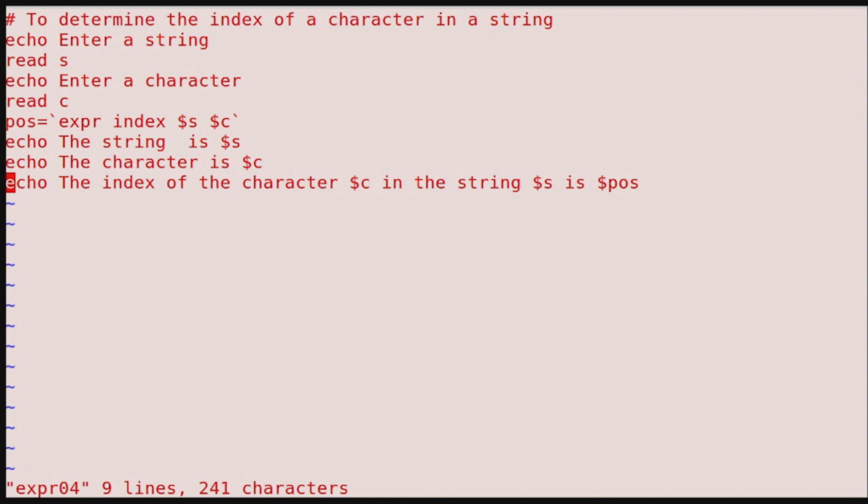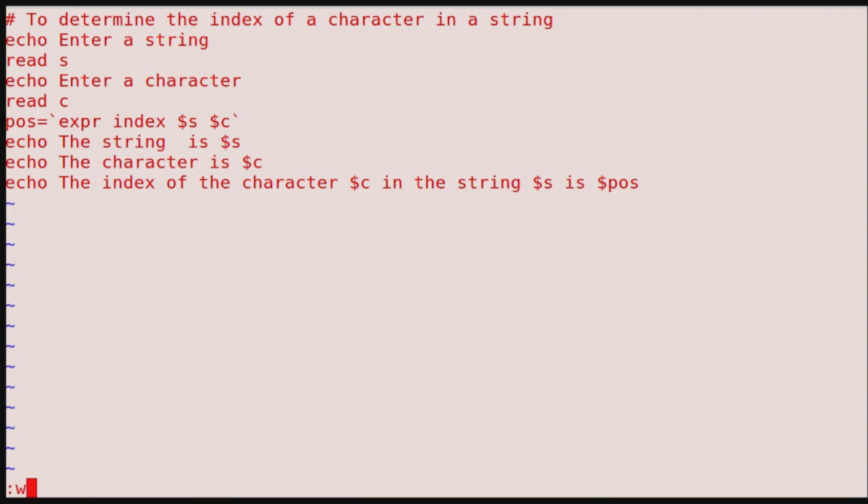The last line of the script is an echo statement: echo "the index of the character $c in the string $s is $pos". This echo command will print the text "the index of the character" as it is, then it will print the value of c, then the text "in the string" as it is, then the value of s, then the text "is", then the value of pos.